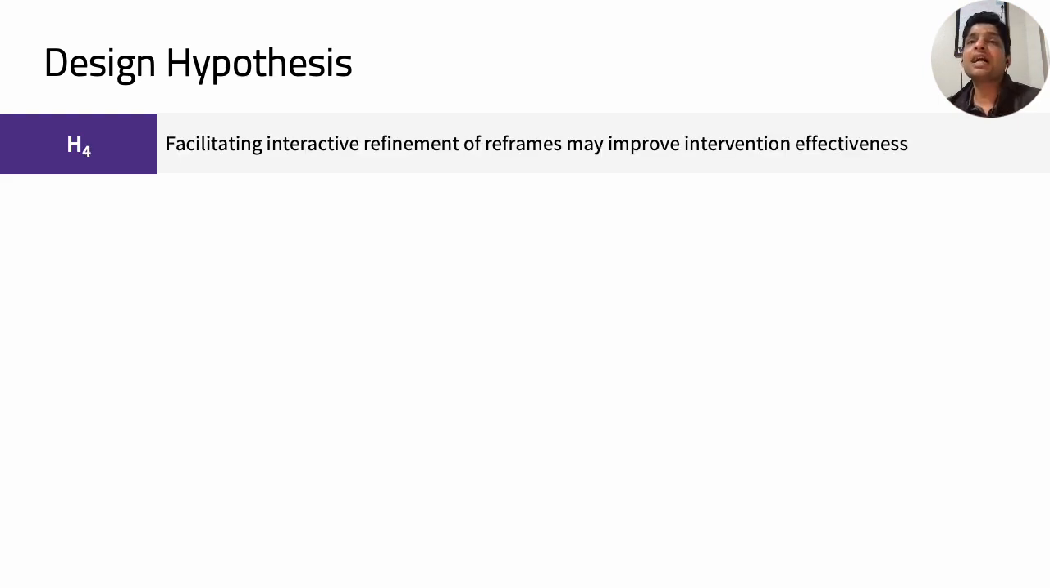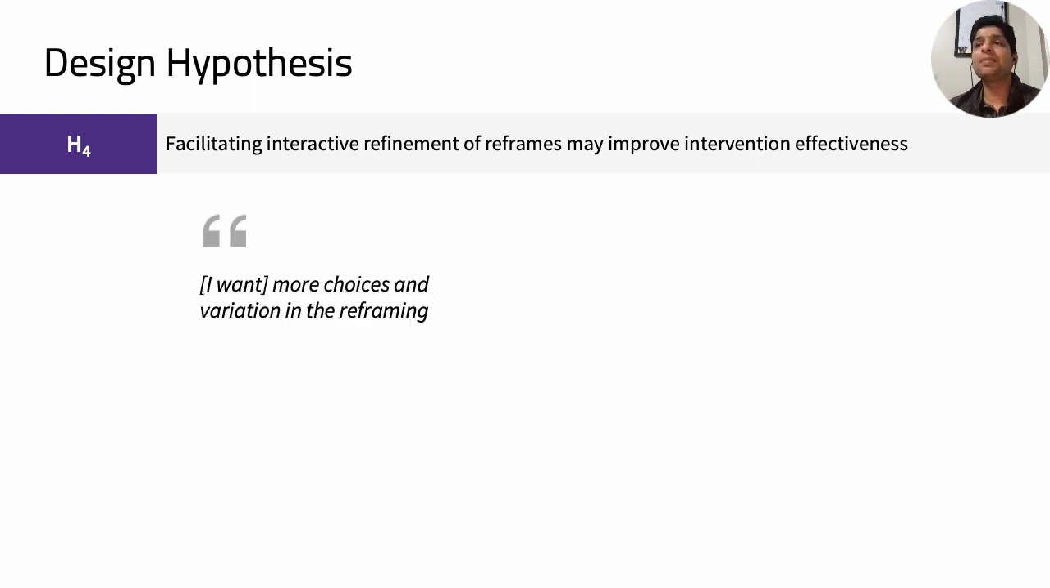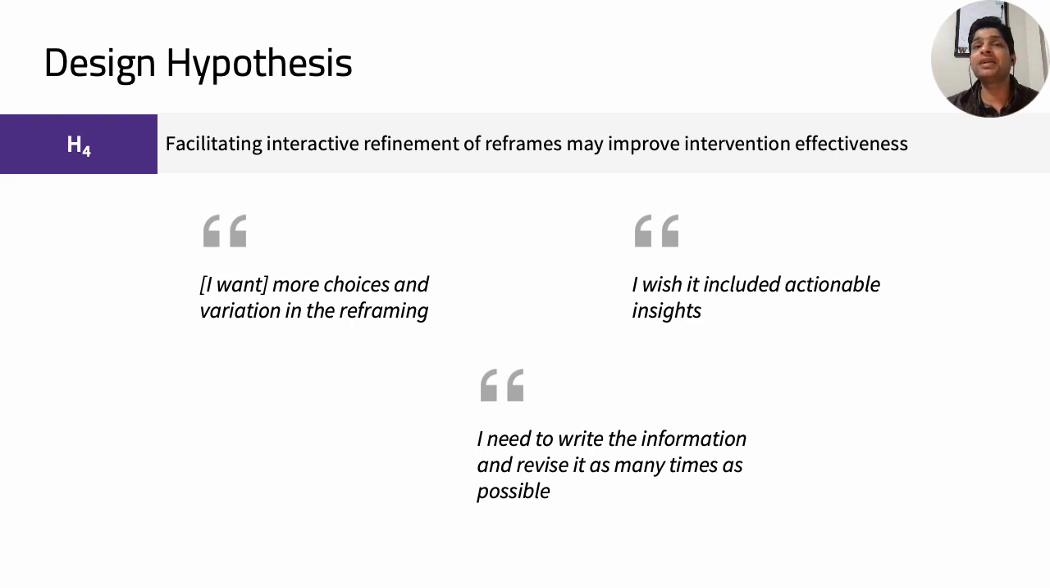We also found that participants of early prototypes of the system desired the ability to have different types of AI suggestions. For instance, actionable suggestions as part of their reframes, and sometimes even the ability to write the information and revise it as many times as possible. So we aim to facilitate such interactive refinement of reframes as part of our design process.